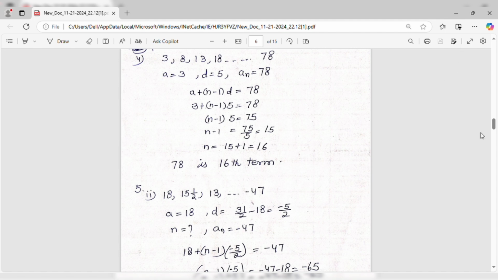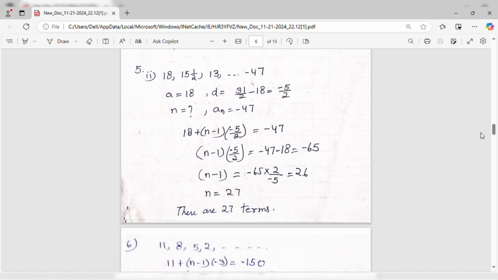Next question, question number 4. Which term of AP 3, 8, 13 is 78? We have to tell 78 is which term of this AP. So A is 3, D is 5 and AN is 78. So A plus N minus 1 into D is 78 and after solving this we will get N as 16. So 78 is the 16th term of the AP.